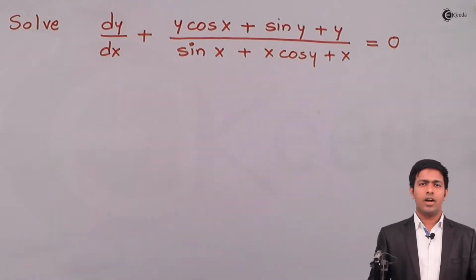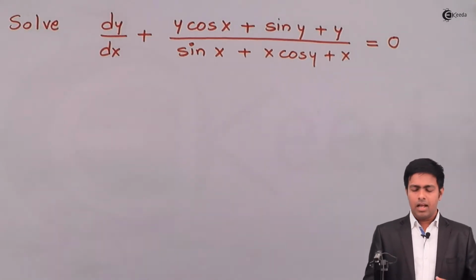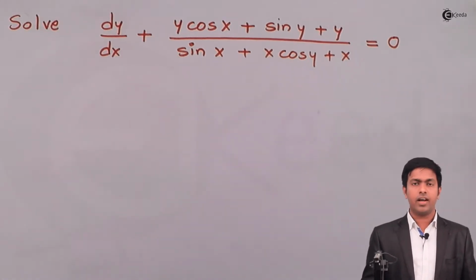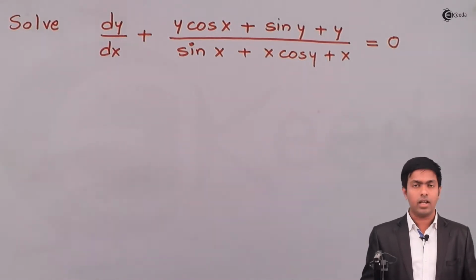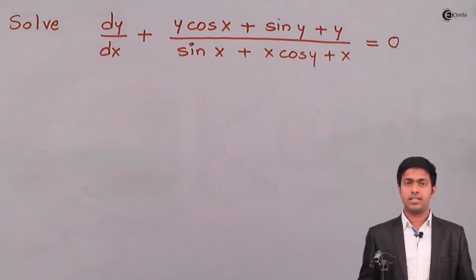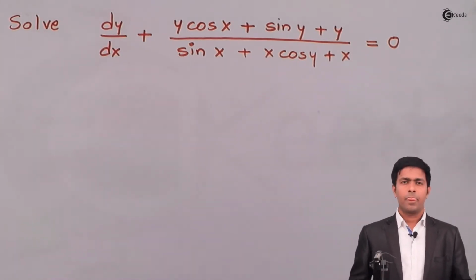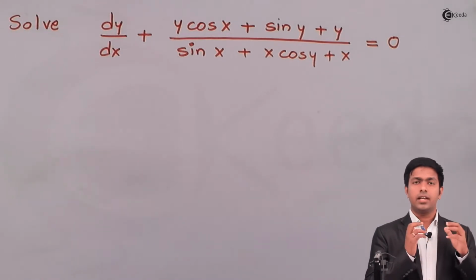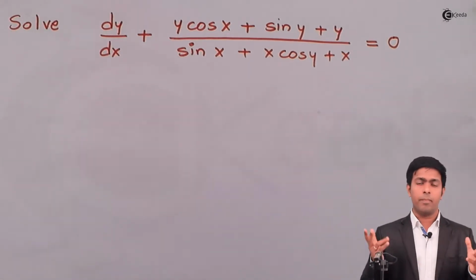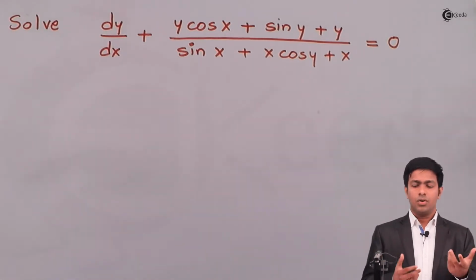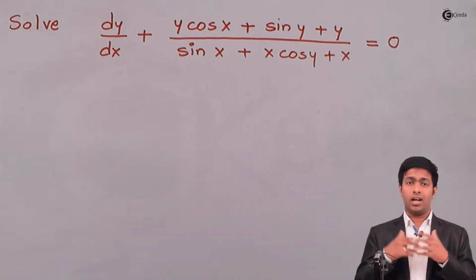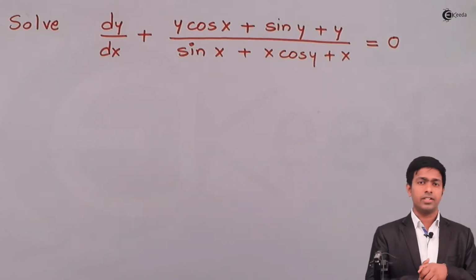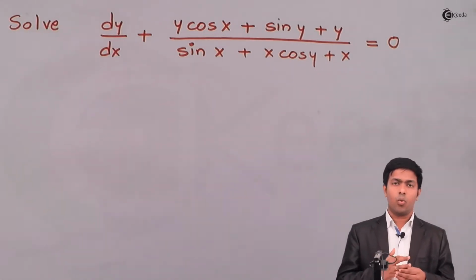We are going to solve a differential equation: dy/dx plus (y cos x plus sin y plus y) upon (sin x plus x cos y plus x) equals 0. Now guys, to solve a differential equation we have many methods with us. We may use the variable separation method, or we may use the other methods which are present in the differential equation. So let's start with one method.